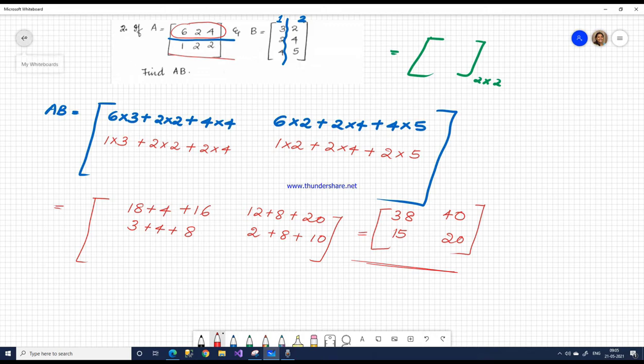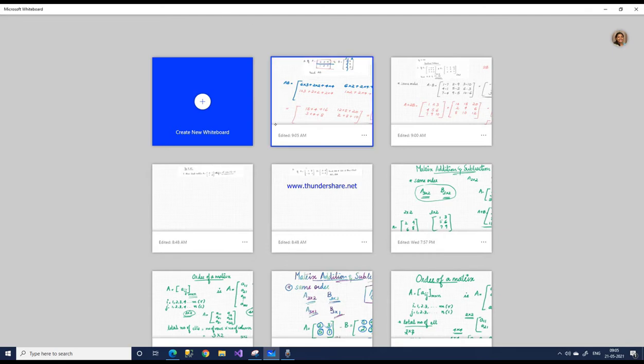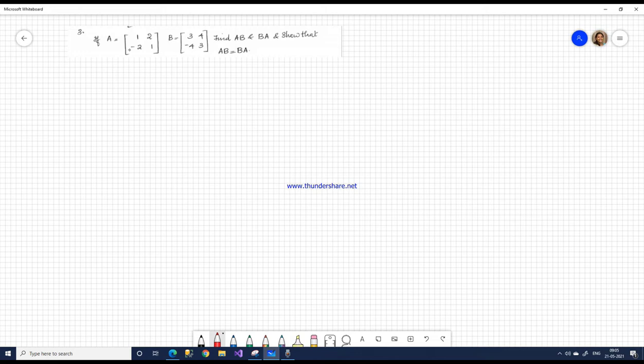Now let's take another example. In this question, we are going to find a matrix of 1, 2, minus 2, 1, 3, 4, minus 4, 3. You need to find AB and BA, and show that AB is equal to BA. So let's find what is AB.